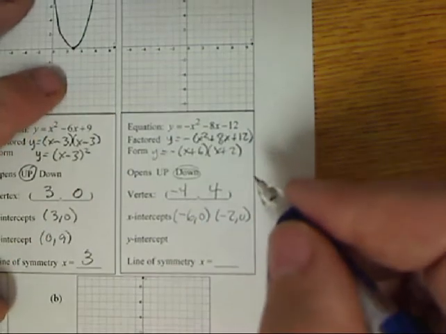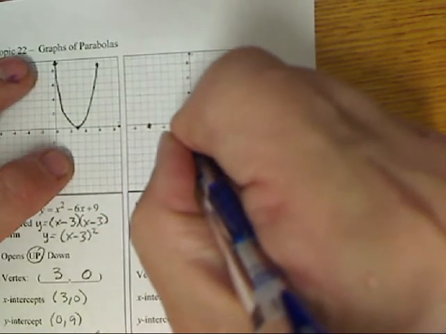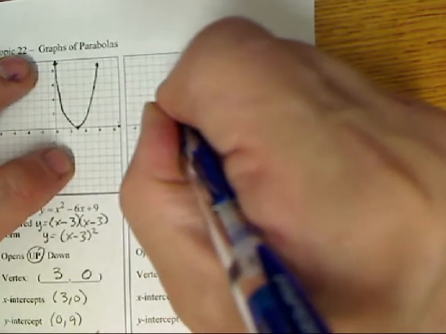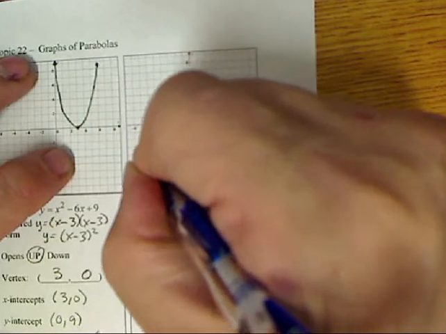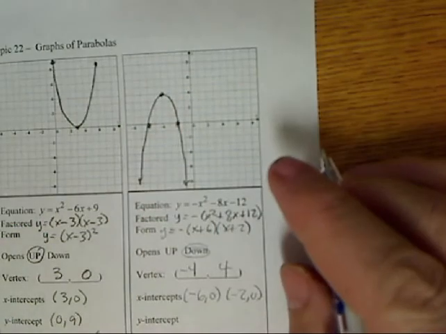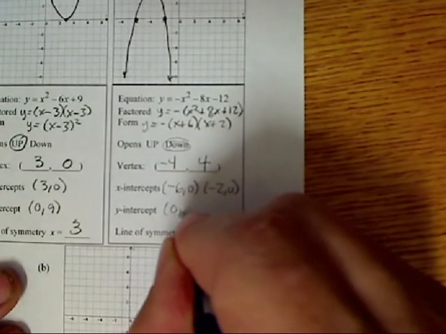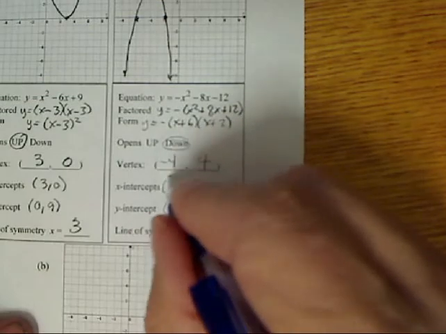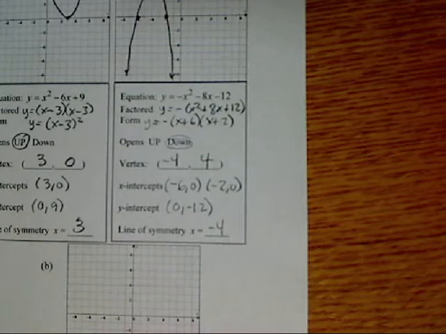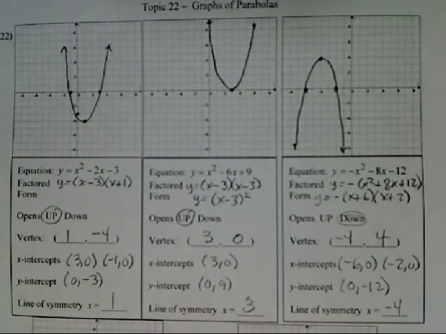So I'm going to start marking out some of these points. -6 and -2 are my x-intercepts. My vertex is at (-4, 4). So my parabola is going to go and turn downward like this. The y-intercept, if I plug in 0, I get -12, so I won't be able to graph that. Axis of symmetry is the same as x equals the x-coordinate of the vertex. Okay, so make sure you have these 3 copied, and then you do the bottom 2.